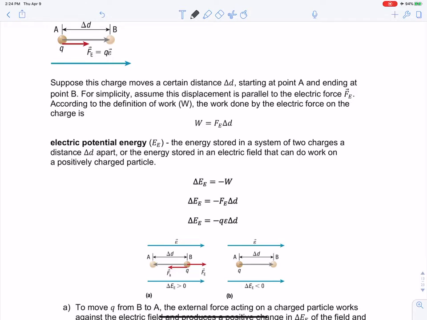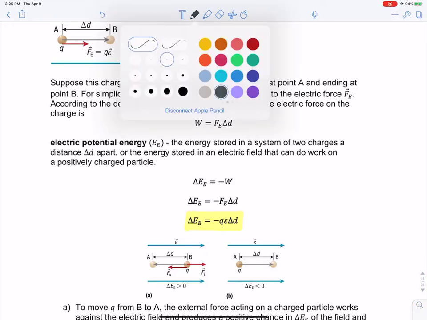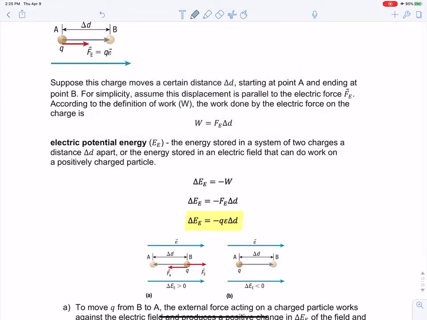So the change in energy will equal the electric force times the displacement. And we can replace that with this equation here: charge times the electric field intensity times the displacement. This would be, if we compare it to gravity, equivalent to mg delta h.